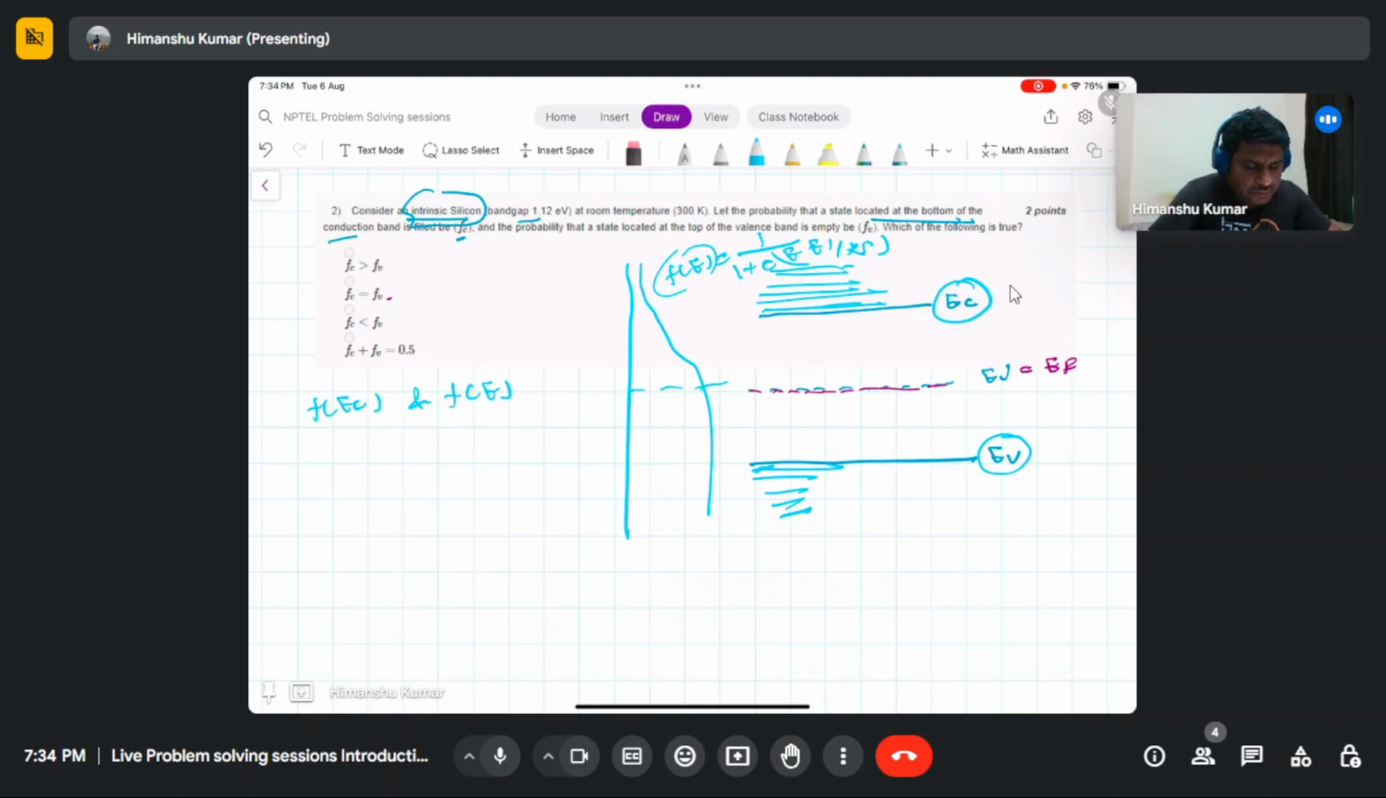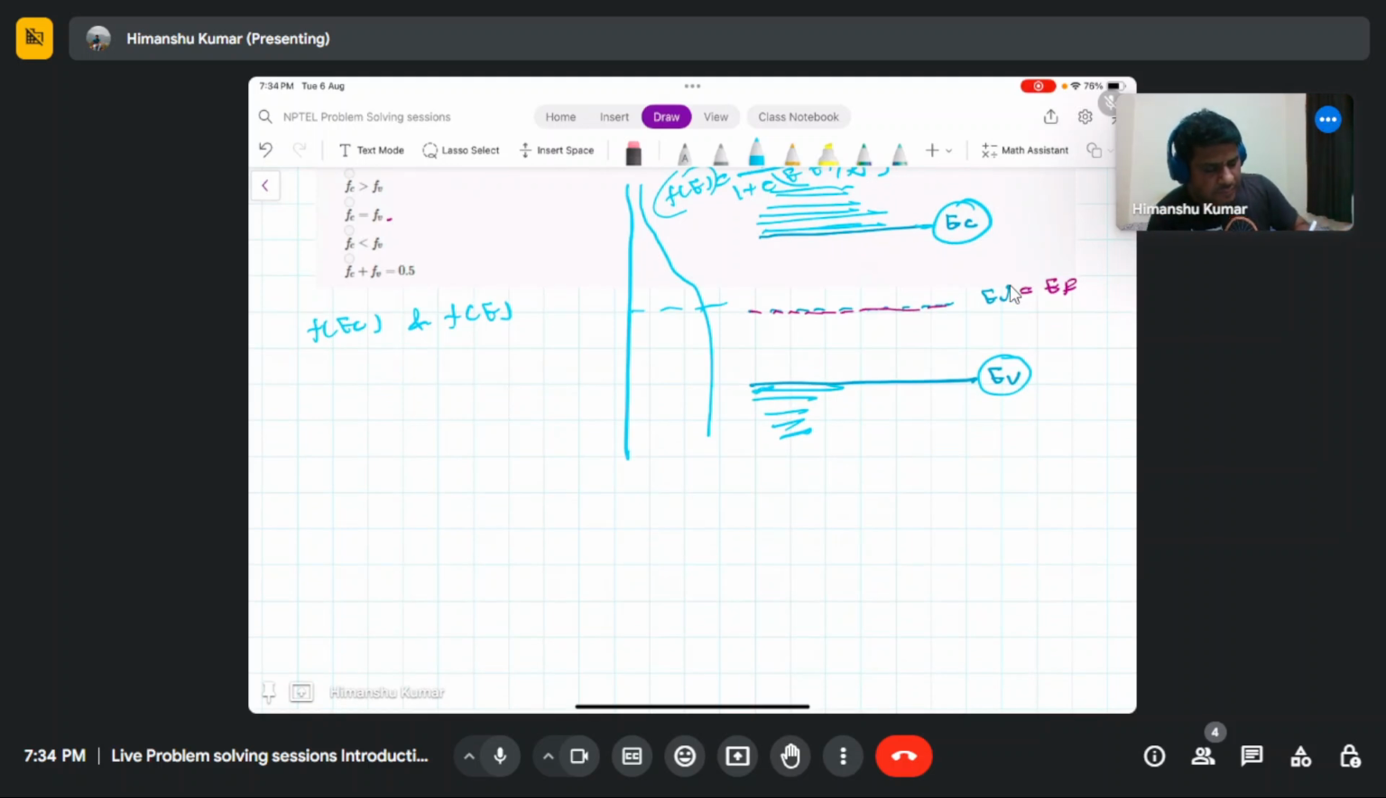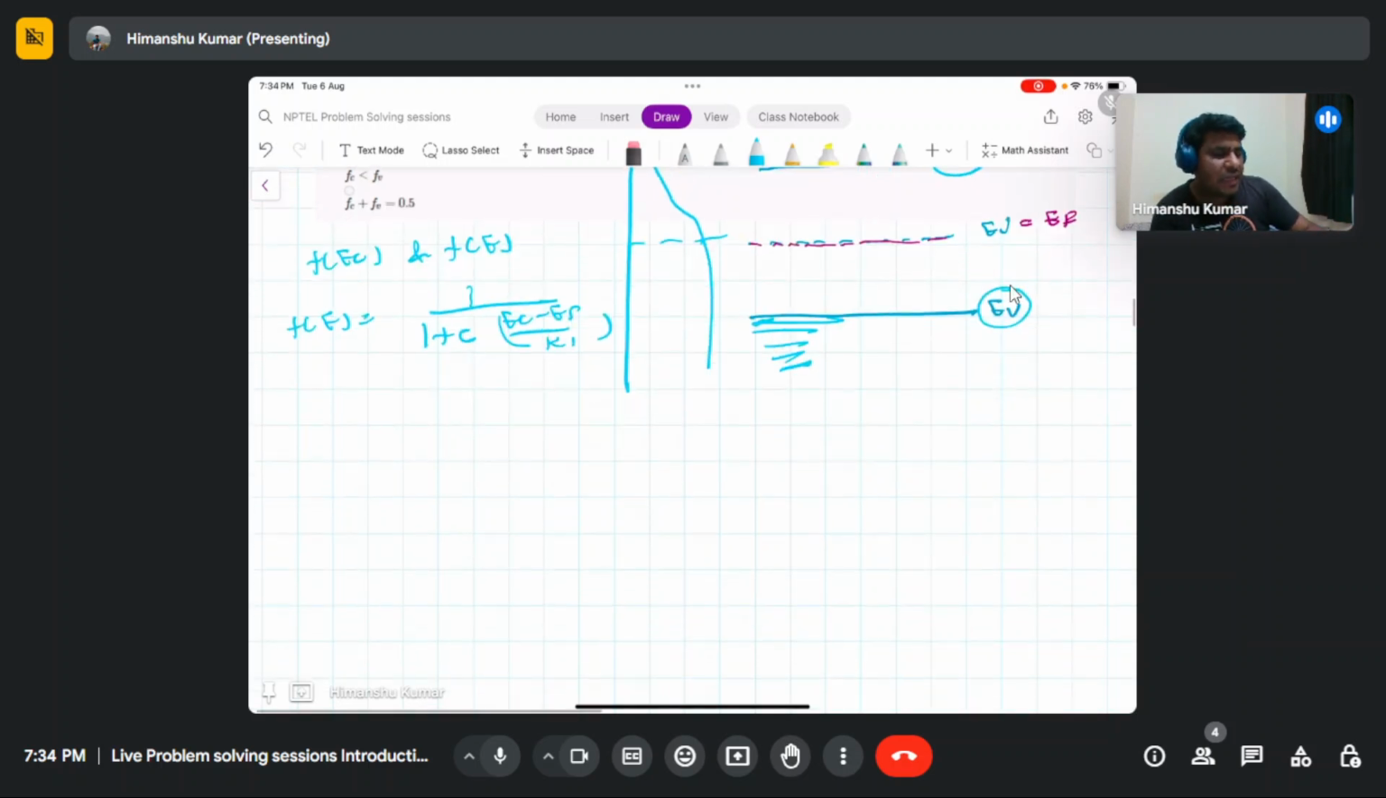Basically the probability of occupying the conduction band is given by this, and not occupying is 1 minus this. A state can be either occupied or non-occupied. So f of EC is given as 1 upon 1 plus exponential of (EC minus EF) by kT, and the probability of occupying EV, f of EV, is given as 1 upon 1 plus exponential of (EV minus EF) by kT.